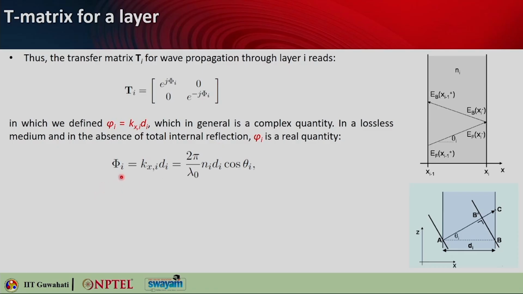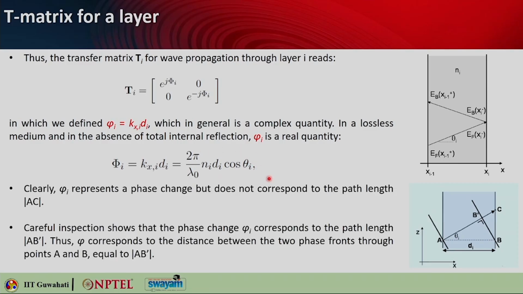And how to calculate this phase? As I told, phi i is nothing but kxi di. So kxi can be written as 2 pi over lambda naught times Ni, right? And then you have to also look for the x component, it is a kx, right? So what is the kx? If this is the direction of wave propagation, what is this component? If this angle is theta i, it is cos theta i, right? So that is how cos theta i has actually come, and the distance is di. So this is how you obtain it.